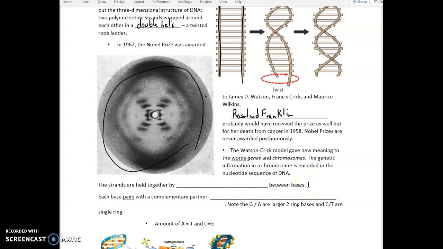Now, the strands are held together by hydrogen bonding. We're about to see a picture. And each base pair has a complementary partner. So adenine always goes with thymine, and guanine always goes with cytosine. And I usually remember these because A goes with T, and G looks a little like a C. The G and the C go together because they both have that curved shape. I don't know if that helps or not. That's just what I use.